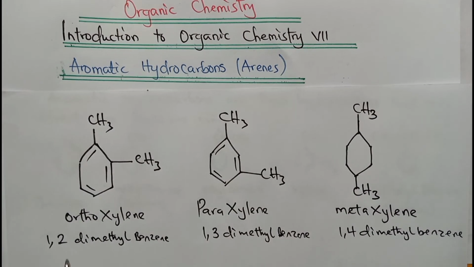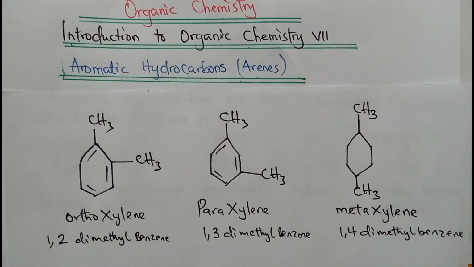You can see them: orthoxylene, paraxylene, metaxylene, or we can even call the ortho 1,2. Therefore, the word ortho represents 1,2, the word para represents 1,3, and the word meta here represents 1,4. Those are the three possible xylenes we can get from aromatic hydrocarbons.